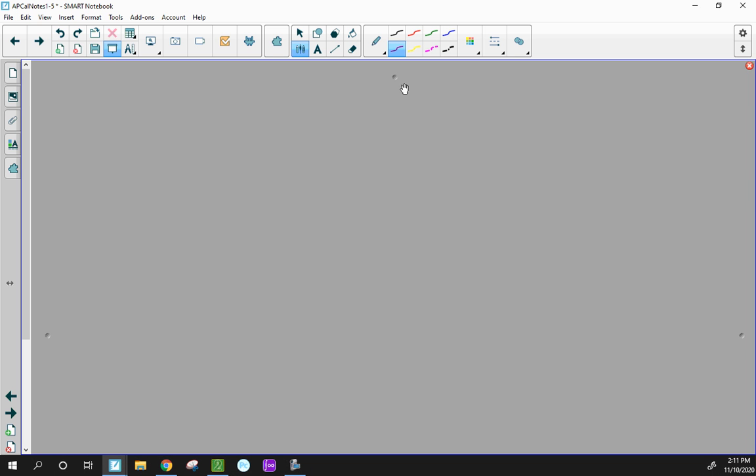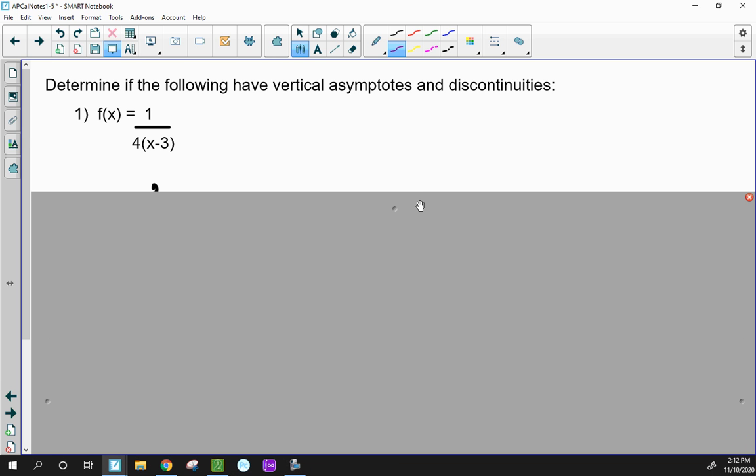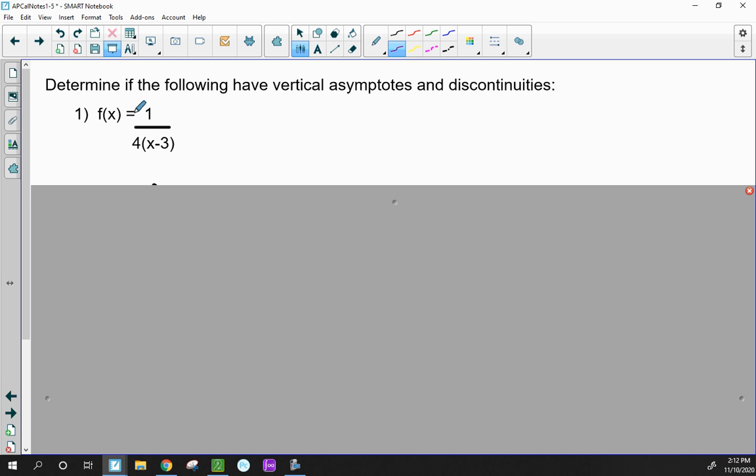Okay, so let's see. Determine if the following have vertical asymptotes and discontinuities. Just based on the last slide, f of x is equal to 1 divided by 4 times the quantity x minus 3. We're going to go with the vertical asymptote first. To do that, very easy: you're going to take the denominator and set it equal to 0. You can divide by 4 if you want to. It's still x minus 3 equals 0, so that value is 3. And so x equals 3 is going to be the vertical asymptote to that graph.